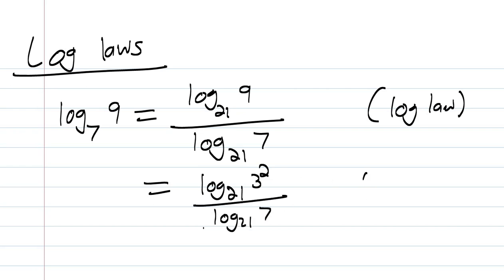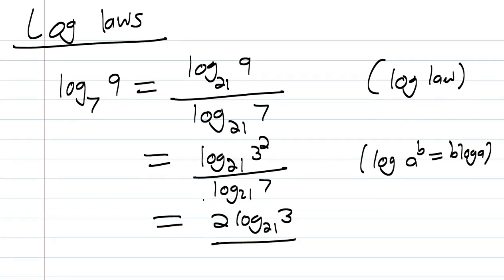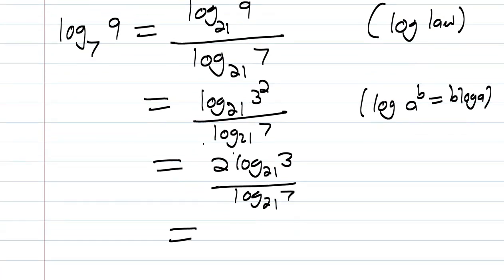And there's a log law that says, let me write down that log law, that log a to the power b is b log a. So this becomes twice log base 21 of 3 over log base 21 of 7. And so we know that this guy is x, so this is 2x over. And how did you deal with the bottom?